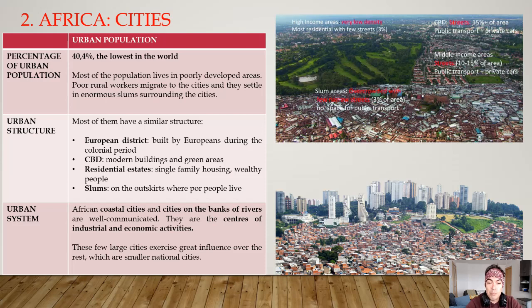The poor rural workers migrate to the cities and they settle in enormous slums surrounding the cities. If you remember from Unit 9, the slums are those areas around the cities with poor quality housing. So for example, here in these two photographs, we have two examples of African cities, and you can see here we have wealthy areas where there are single-family houses, and this is for wealthy people, also middle income areas, and this is a huge slum area with very narrow streets. It is very crowded and it has poor transport infrastructure.